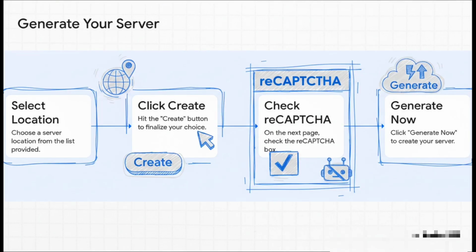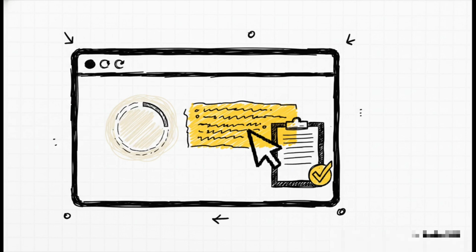Okay, now for the fun part. You can pick a server from any of the locations they have available. This is the country your internet traffic is going to look like it's coming from. So pick one and click Create. You'll probably see one of those reCAPTCHA boxes to prove you're not a robot. Just check that box and then click Generate Now. And just like that, in a few seconds, the website will spit out your unique server credentials.